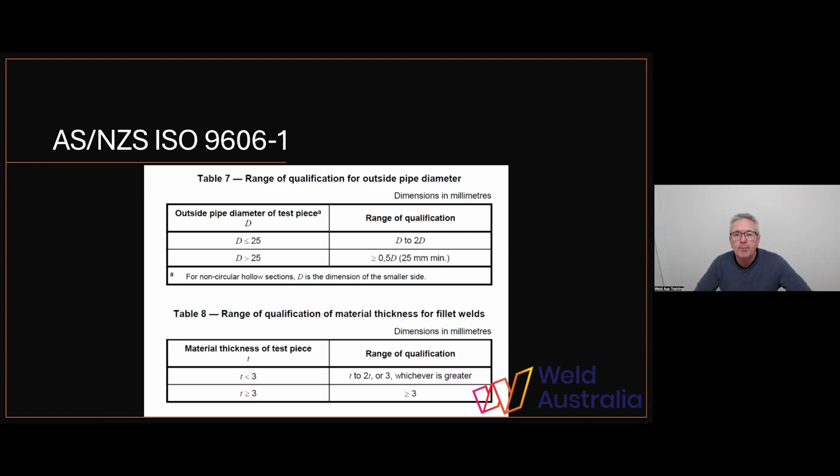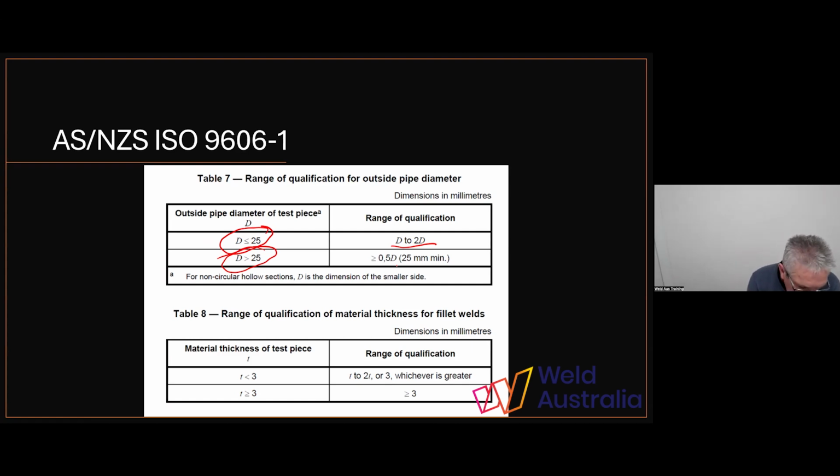Righto. So when we look at the next few tables, we've got here a range of qualification for outside diameter pipe. So pretty simple to follow really, because we will be given a designation of the size of the diameter naturally on the designation side of it. So the diameter here, if it's equal to or less than 25 mil, we go 2 times the diameter as the range of qualification. If it's greater than 25 mil, then it's half the diameter and above, okay?